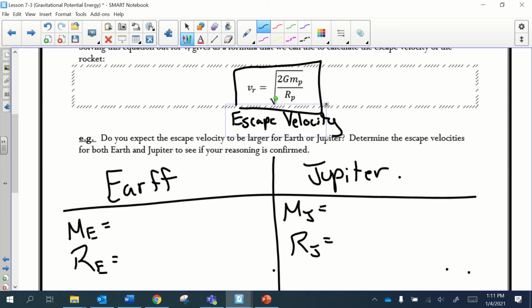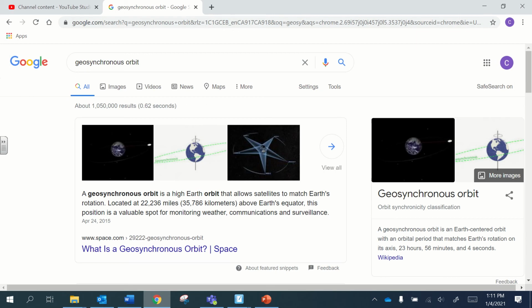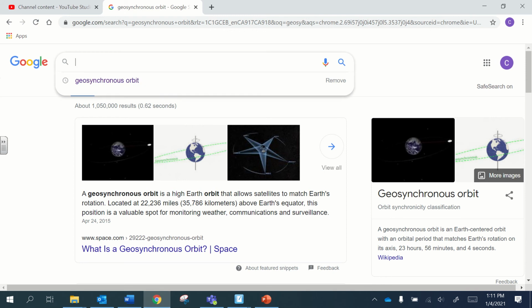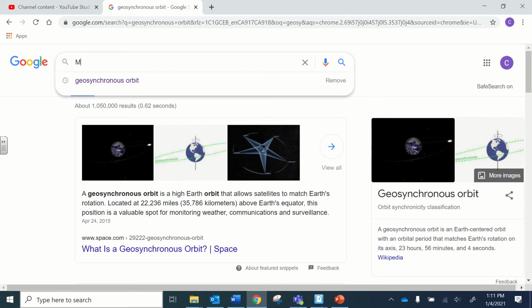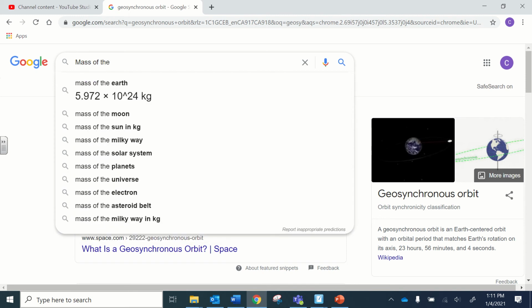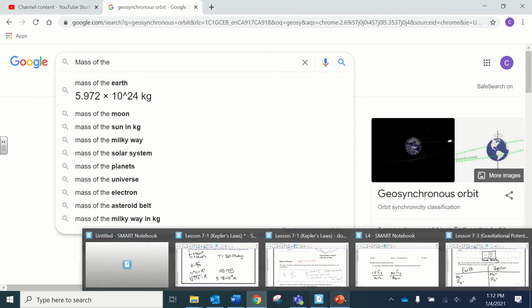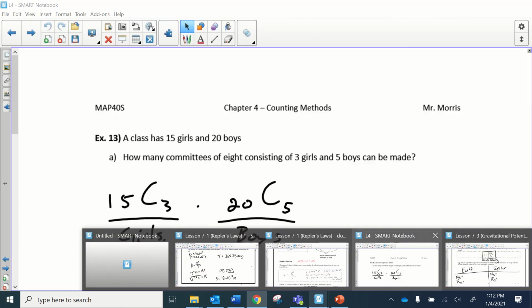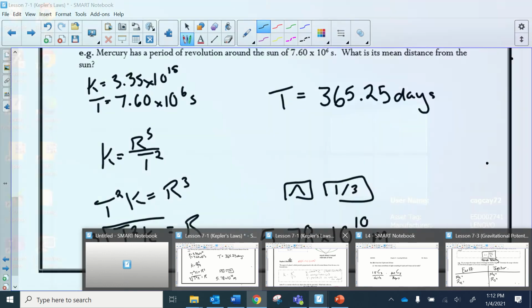But if you don't have that sheet or you're too lazy to look it up, like Mr. Kegler, you could just Google it right here. We can go mass of the Earth, 5.972 times 10 to the 24. That's pretty universally agreed.